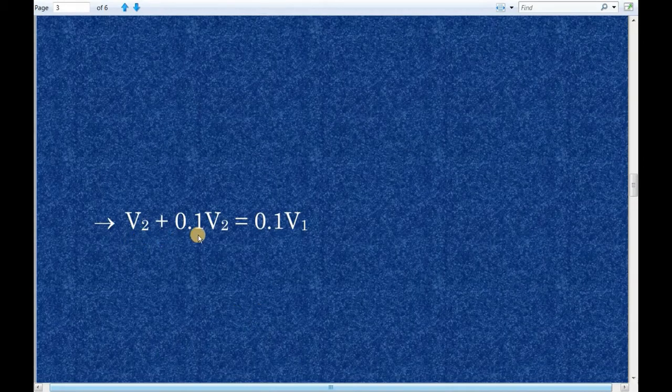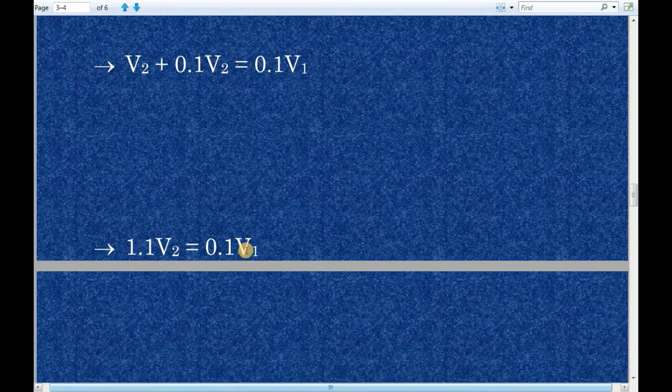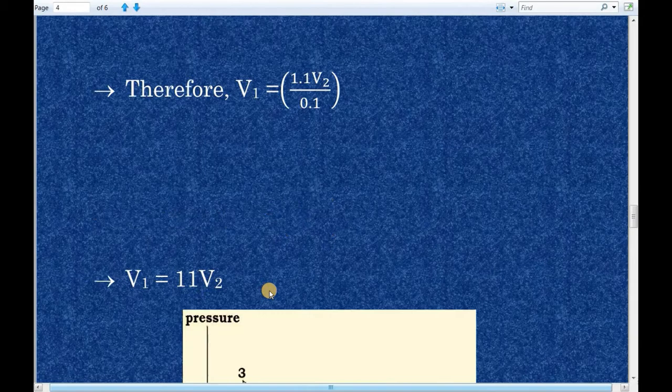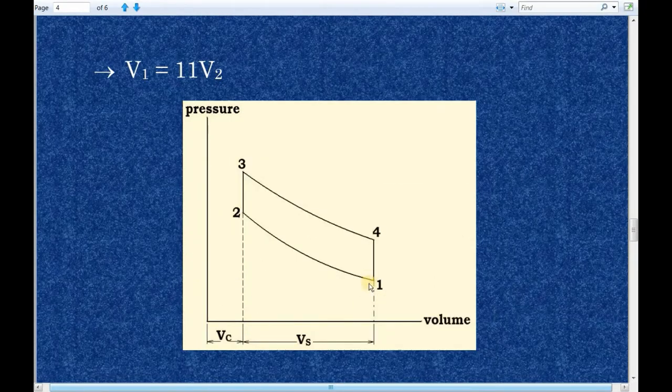So here V2 plus 0.1 V2 is 1.1 V2. So the next step will be 1.1 V2 is equal to 0.1 V1. Now I am going to move this 0.1 to the LHS. We get V1 is equal to 1.1 V2 divided by 0.1. So 1.1 divided by 0.1 is 11. So V1 is equal to 11 V2, which means the volume at the beginning of the adiabatic compression process is 11 times the volume at the end of the adiabatic compression process.